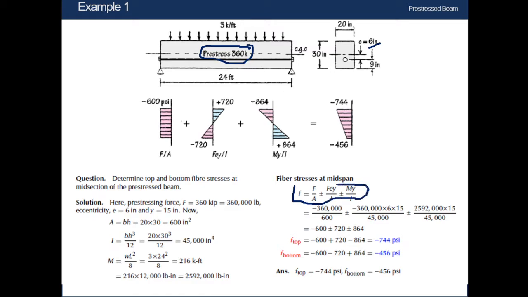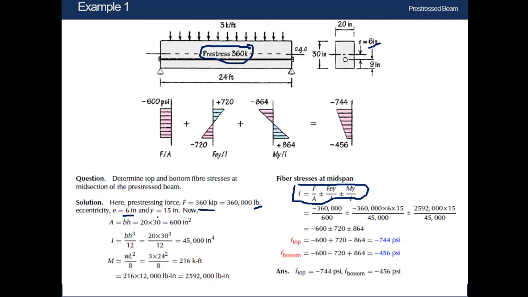which is F by A plus minus Fey by I plus minus My by I. Now the compressive force F is equal to 360 kip. It's given in the question. That means kilopound, 360 kilopound. So converting it into pound, we will get 360,000 pound.